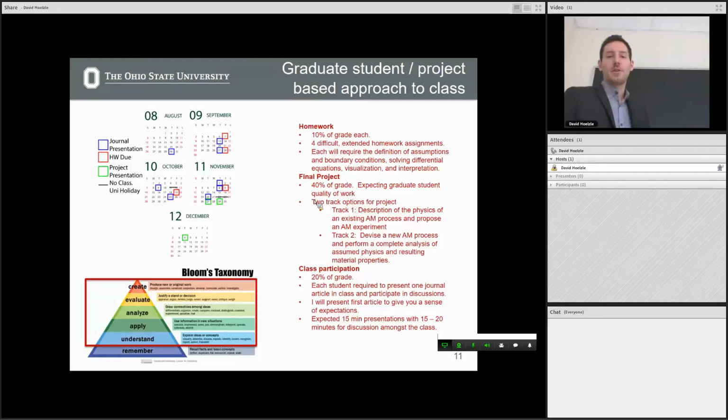Class participation. So each student is required to present 1 journal article in class and participate in the discussions.